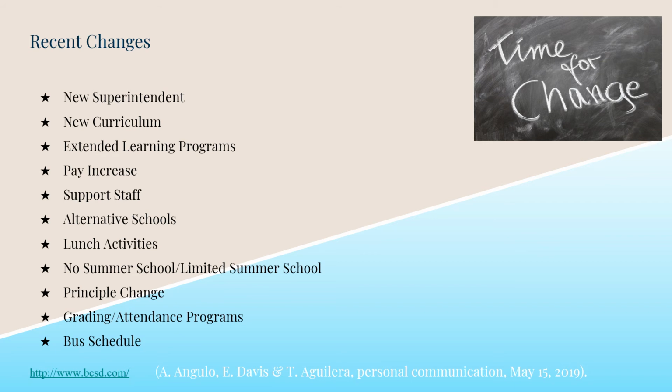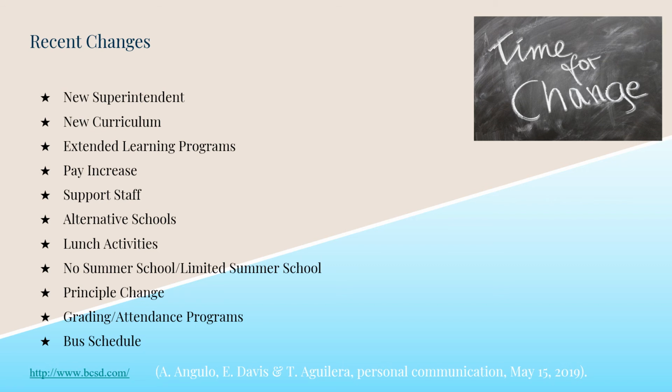One major recent change was that BCSD took out summer school and/or limited summer school. So what they've done is they only have 4 schools open up for summer school this year, but it's only for certain students. Principal change: when the new superintendent came in 3 years ago, he changed around all the principals in all the schools. And just recently, last year, he did the exact same thing. He switched all the principals around again.